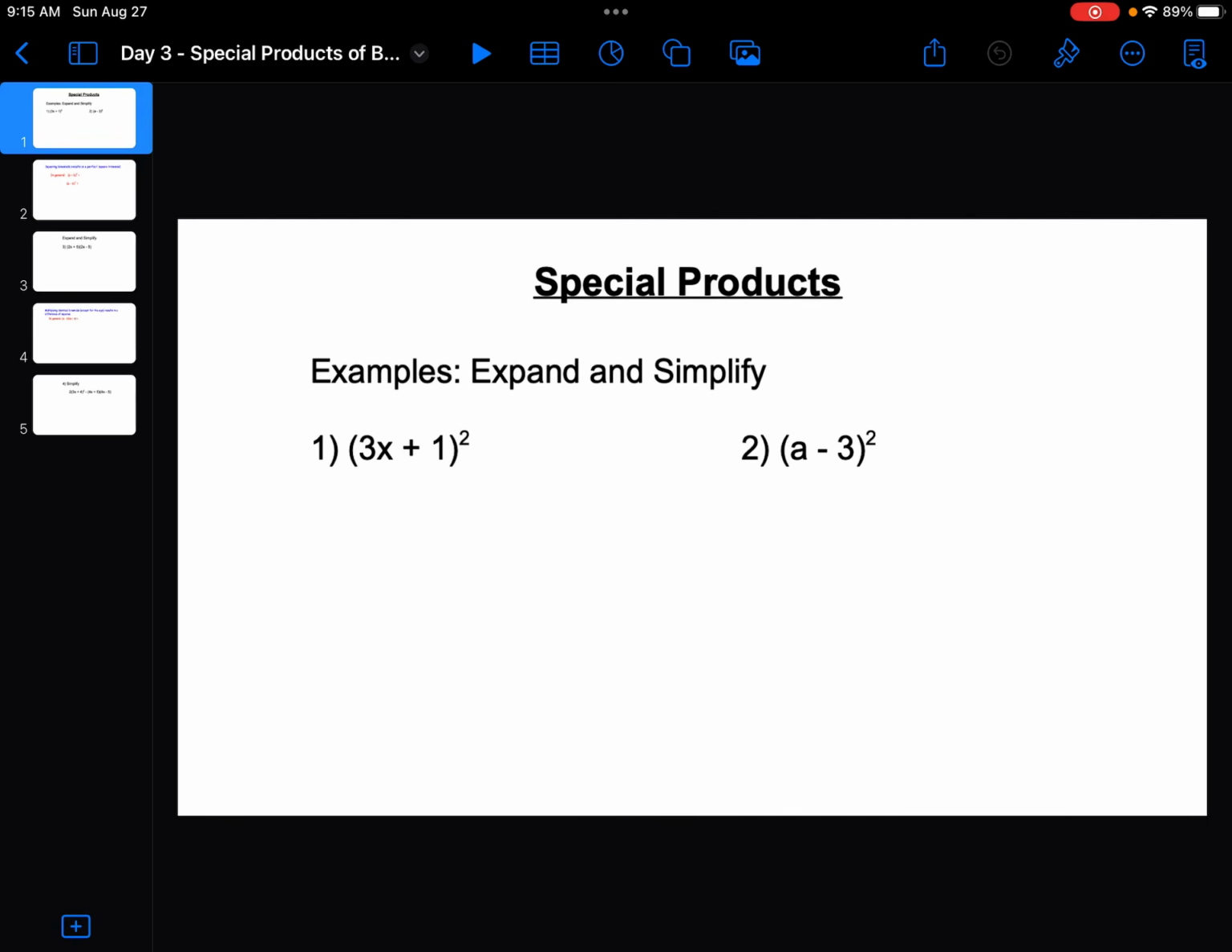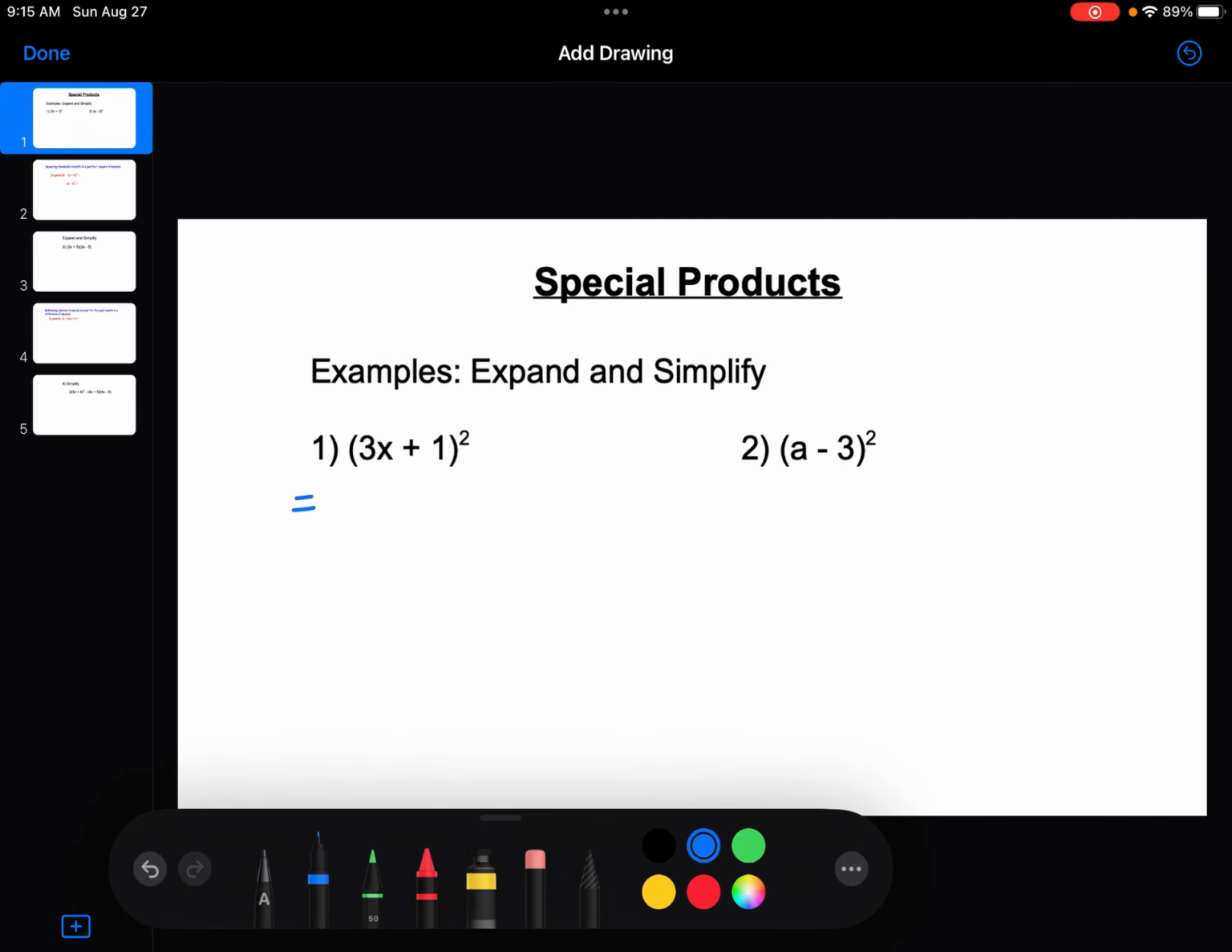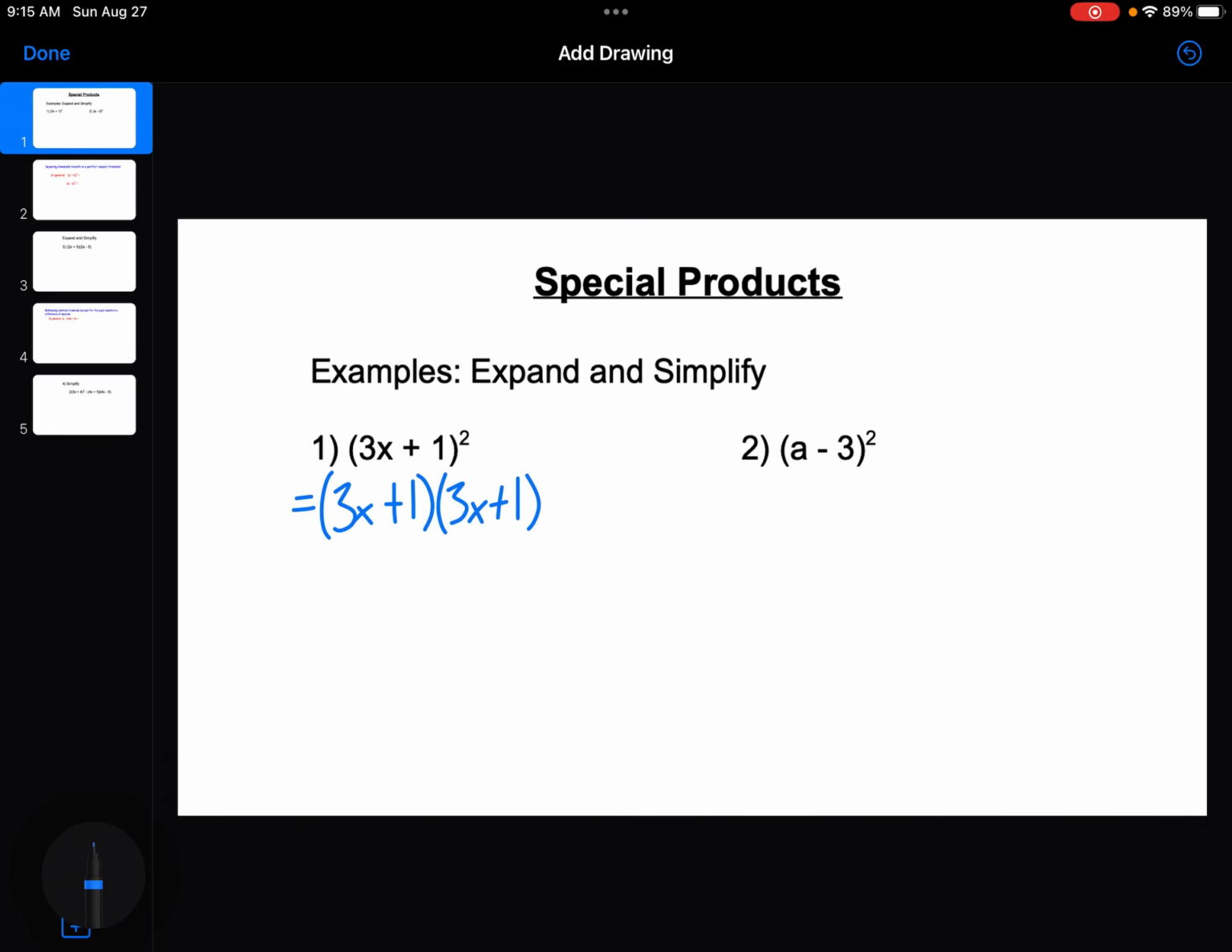Sometimes when we're multiplying binomials, there's things that are special products. So if you look at this first example, we're actually squaring a binomial. If we're squaring a binomial, we can do what we would normally do and think of this in expanded terms. So if I wanted to expand this out, I could write 3x plus 1 times 3x plus 1, which is just like squaring a binomial.